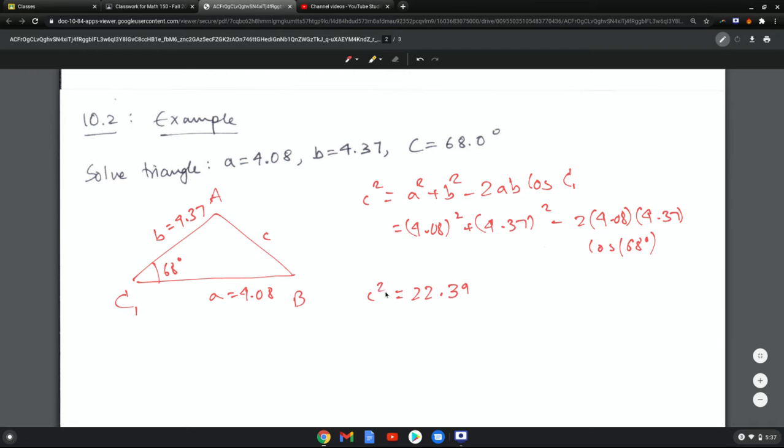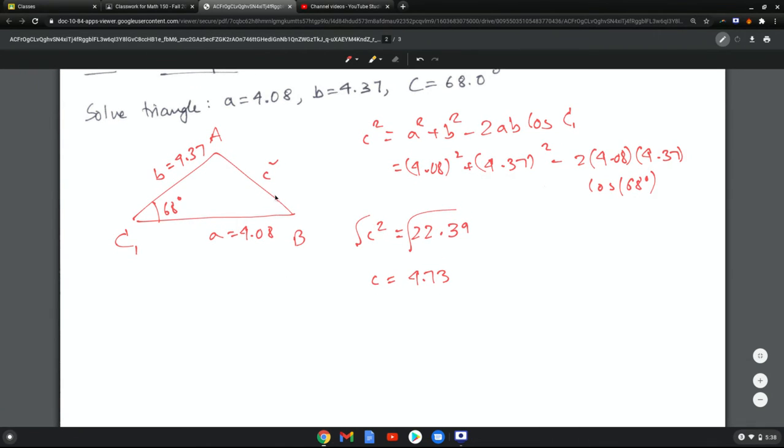This comes out to roughly 22.39. But that's c squared, so we have to take the square root. Again, you can do that on the calculator. The square root of 22.39 comes out to 4.73. So we found c. Now we need to find A and B. Now the trick here is you don't have to apply the cosine law again, because now you have additional information. Now I can use the sine law, because now I have a over sine A equals c over sine C. Now I know this, and I know this, and I only have one unknown. So it's simpler to use the sine law now.